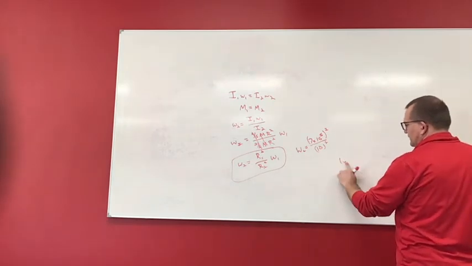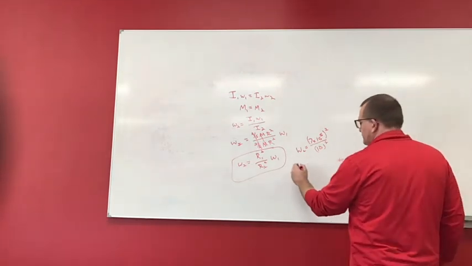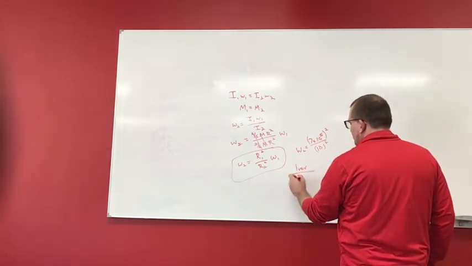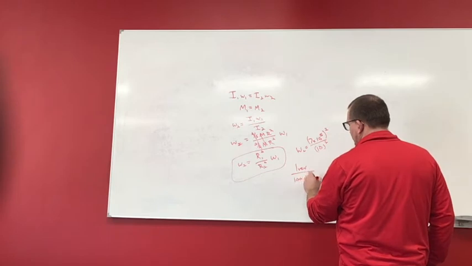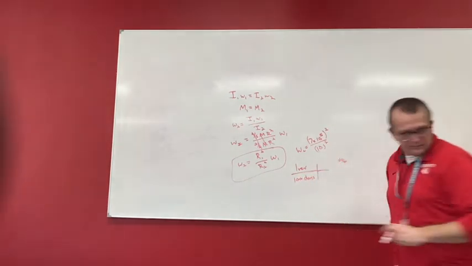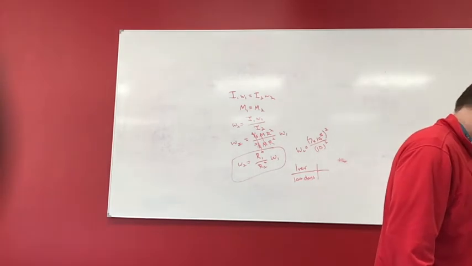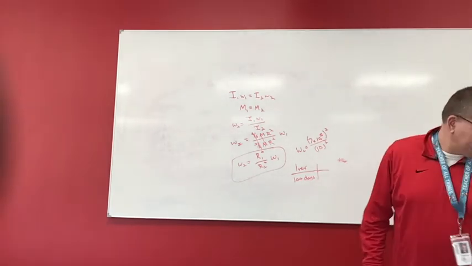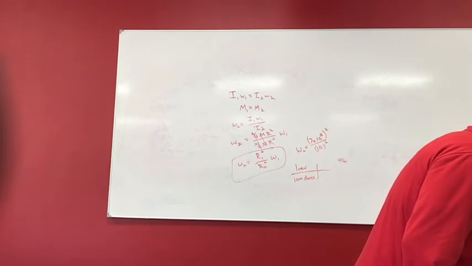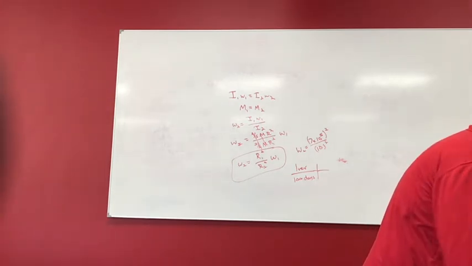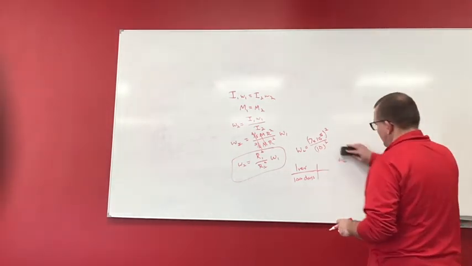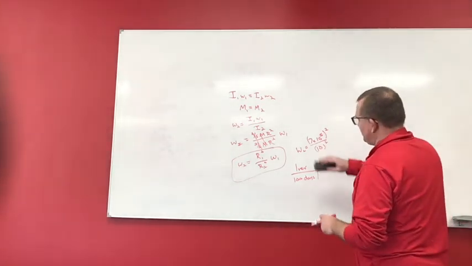1 revolution every 100 days. And that should be what the sun is doing, right? Oh wait, no. One revolution every 200 days would be the final velocity, okay? So that would be W2.